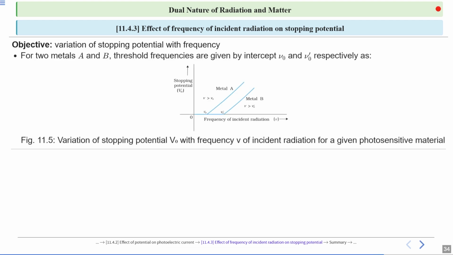So here, for two different metals A and B, the threshold frequencies are marked as nu naught and nu naught prime on the frequency axis. The stopping potential V naught is plotted against the frequency of the incident radiation. Each metal has a different threshold frequency, which is the minimum frequency needed to just start ejecting electrons. This graph clearly shows that as the frequency increases beyond the threshold, the stopping potential also increases, meaning the emitted electrons have more energy.